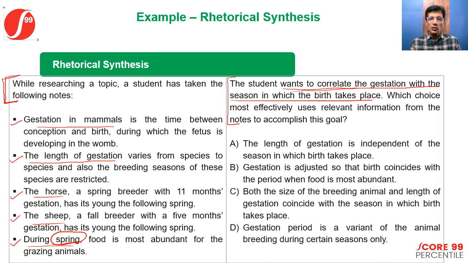So the student wants to correlate the gestation with the season in which the birth takes place. Which choice most effectively uses relevant information from the notes to accomplish this goal? So you need to find a relation between gestation and the season in which the birth takes place. The answer choice that correctly addresses this aspect and accurately describes it is your correct answer. The other choices may still be correct, but they probably are not apt to this particular question stem. All right.